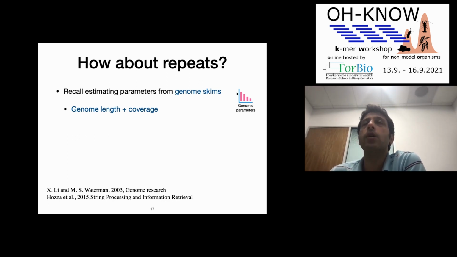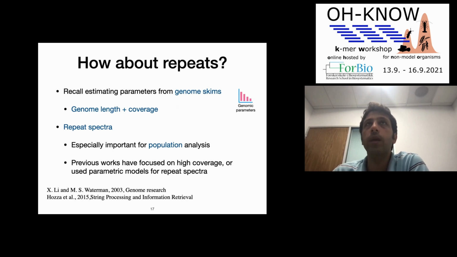So the question that we're going to ask now is, given a genome skim, so just a bag of reads with potentially low coverage, previously we were able to estimate genome length and coverage, but can we also get some idea of the repeat structure of the genome? I'll tell you in a second what we mean by that. Knowing this repeat spectrum is going to be really helpful for getting more accurate estimates of the genome length and coverage, which in turn can help distance estimation.